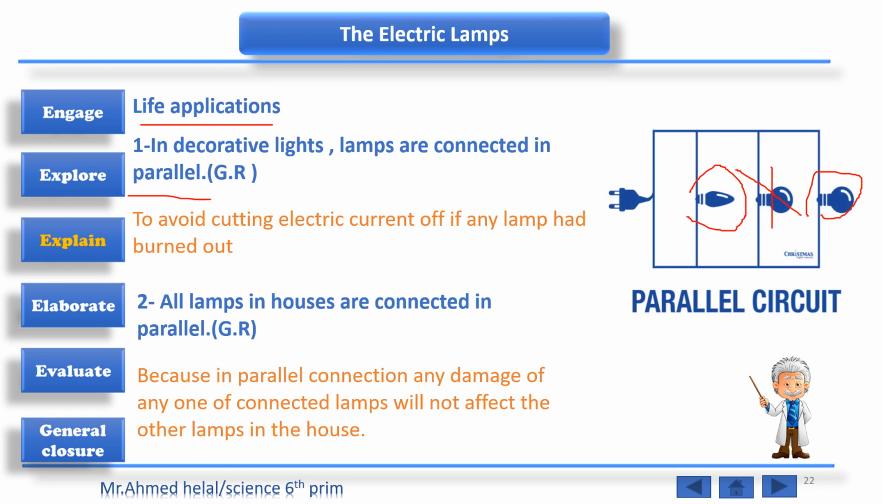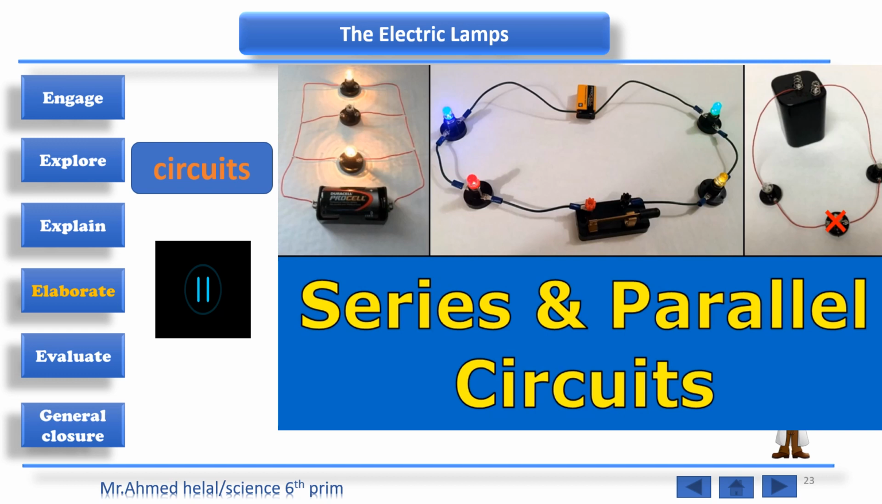All lamps in houses are connected in parallel because in a parallel connection, damage to any one of the connected lamps will not affect the other lamps in the house. So we can connect lamps inside houses in series connection. And now let's watch this video about series and parallel circuits.